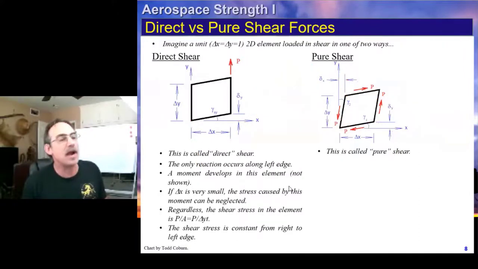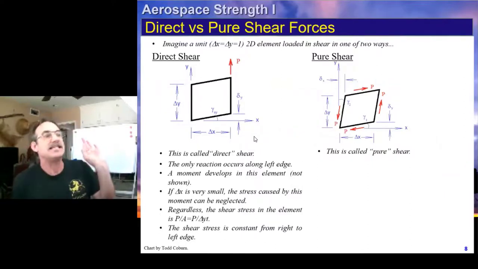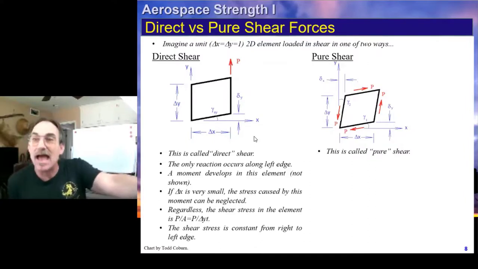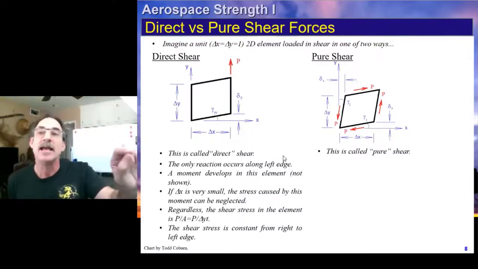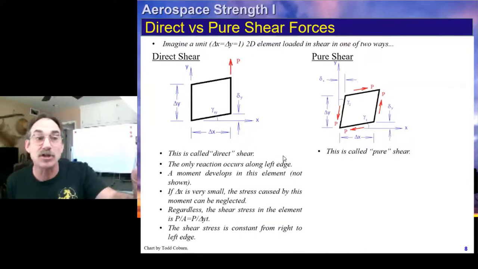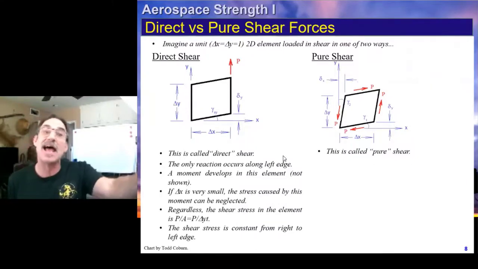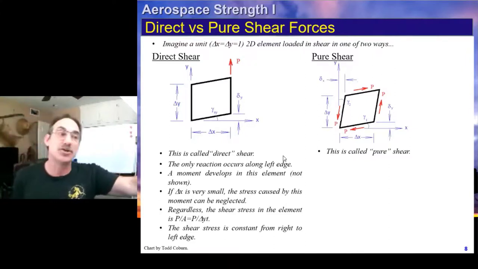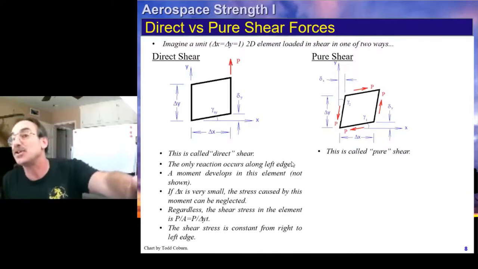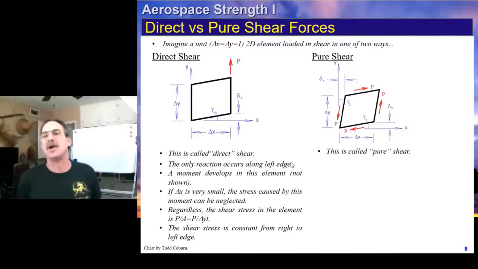For our purposes, question. What is the total strain in the left part, the direct shear part? It's delta Y over delta X. What is the total strain or engineering strain in the right pure shear part? It is delta Y over delta X plus delta X over delta Y. In the left case, what is the true strain? Same as the engineering strain. In the right case, what is the true strain? Half the engineering strain. Got it?